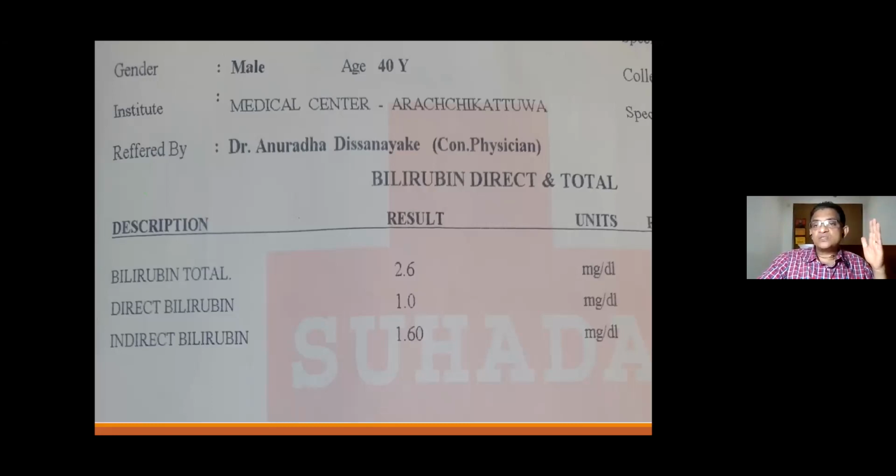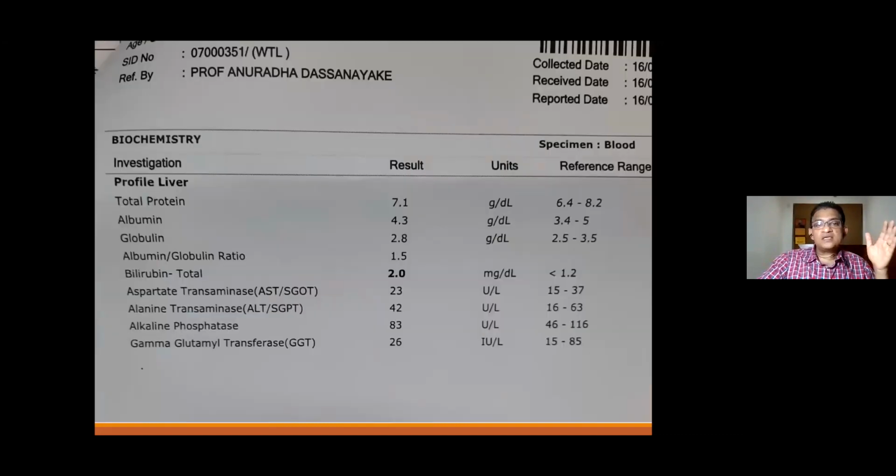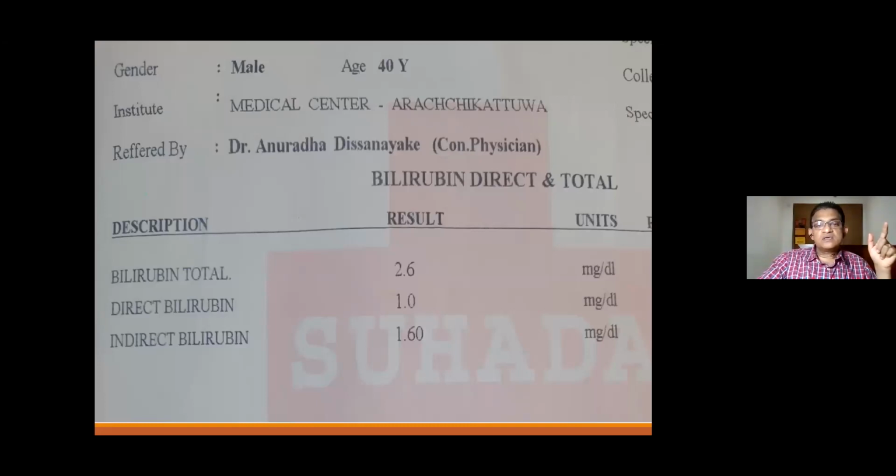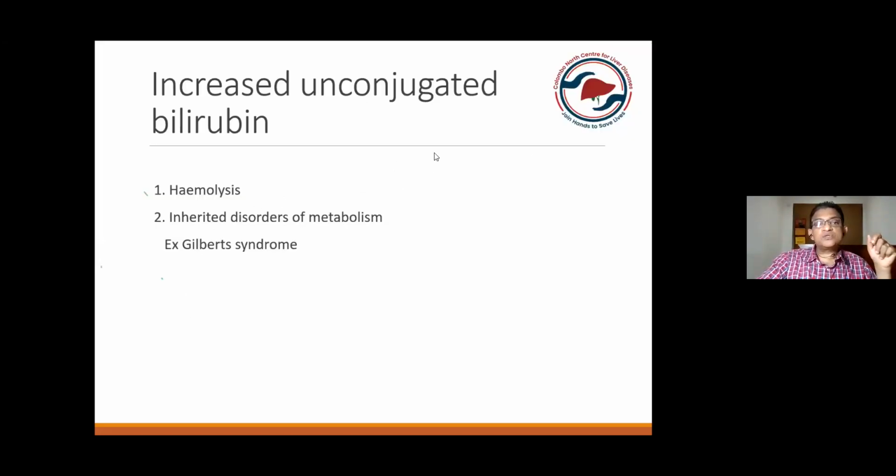You have to make sure that there is no hemolysis. You can exclude hemolysis by doing a retic count, hemoglobin, and a blood picture. If there's no hemolysis, you can safely diagnose Gilbert syndrome in the presence of a normal liver panel. Rest of the liver panel is normal, so gamma GT and alkaline phosphatase are normal. And if it is normal, this indirect hyperbilirubinemia needs no further investigations. So increased unconjugated or indirect bilirubin, besides hemolysis, is basically your inherited disorders of metabolism like Gilbert syndrome.